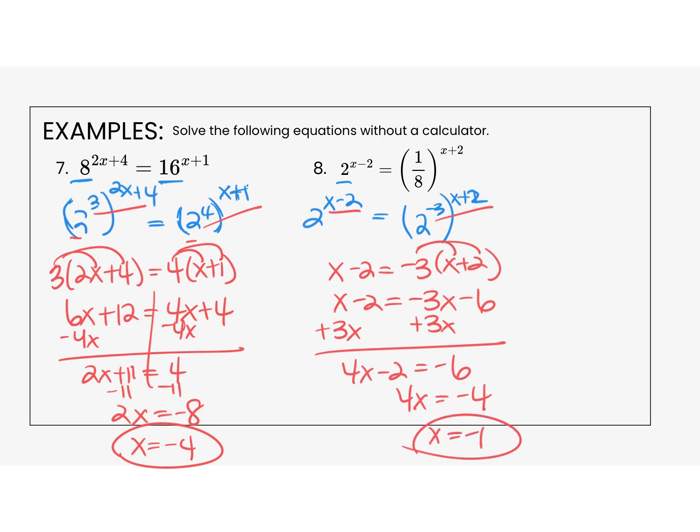Okay, so that is 6.4, solving exponential equations with common bases.